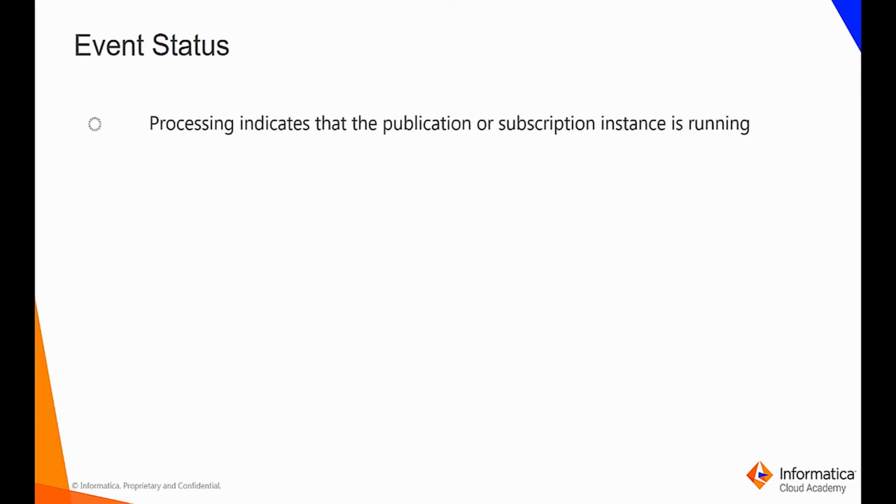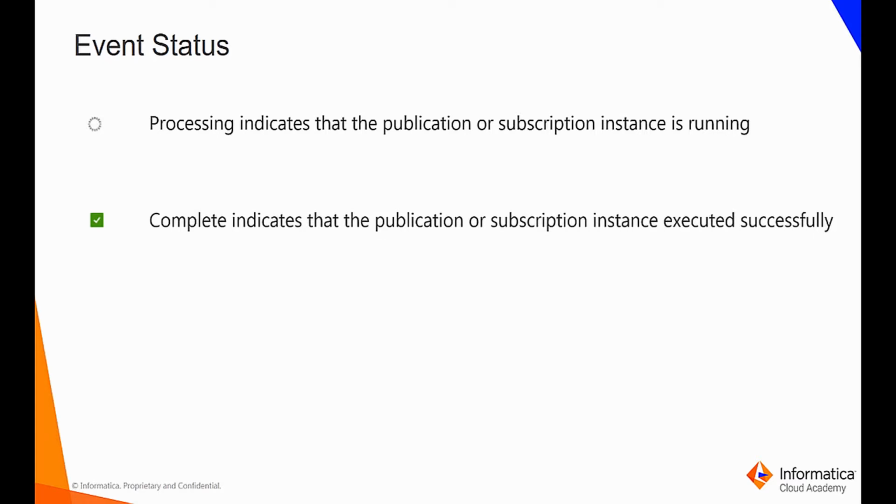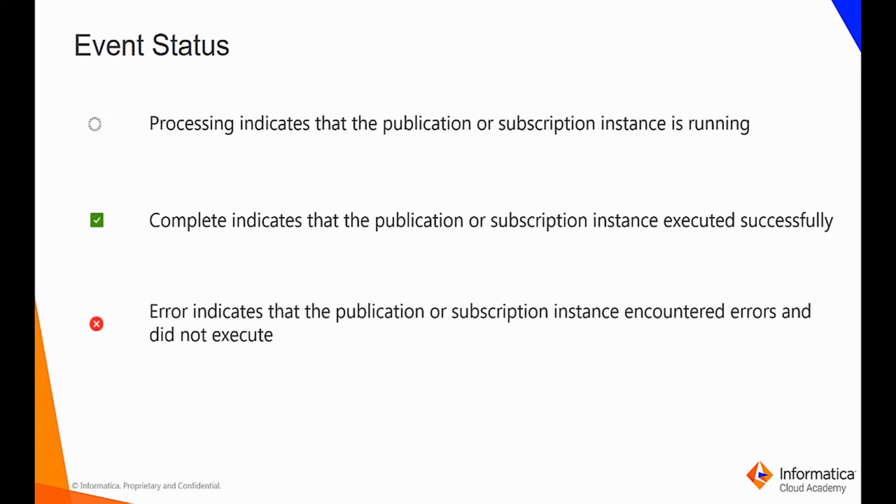An event can be a publication, subscription, compound subscription, unbound subscription, aggregated subscription, or a system event. Following are the event status. Processing. It indicates that the publication or subscription instance is running. Completed. It indicates that the publication or subscription instance executed successfully. Error. It indicates that the publication or subscription instance encountered errors and did not execute.